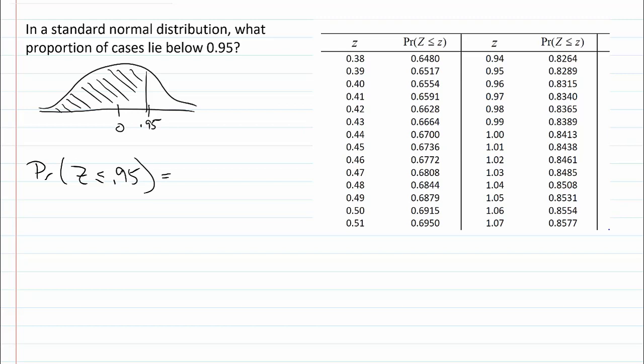And I can find this by going to the right place in my standard normal CDF table. I'm going to find the value of z of 0.95, and if I look at my table I can see that it's here. And the corresponding probability that the value is less than or equal to this number is 0.8289. And that's the answer, 0.8289.